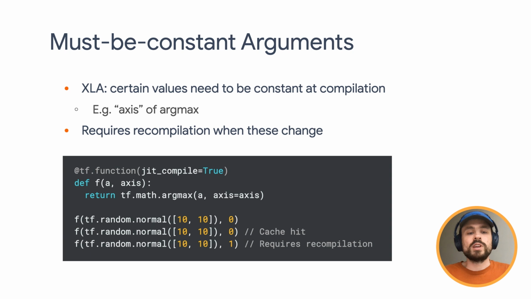In addition to constant shapes, XLA requires certain arguments to be fixed at the HLO level. For instance, the axis argument of argmax. Changes to such an argument at runtime result in recompilations. When such must-be-constant arguments are computed inside the function, all parameters potentially influencing the computation are marked as must-be-constant. Changes to such parameters would require recompilation. For instance, in the example on this slide, if we change the second argument to f, each time we change it, we would need to recompile it. And if the second argument was computed using multiple parameters, any change to any of those parameters would require recompilation.